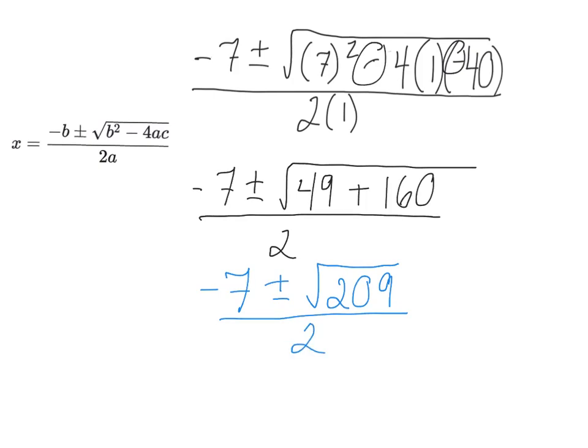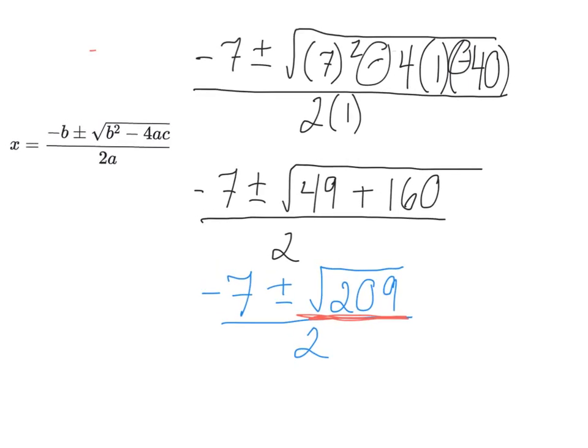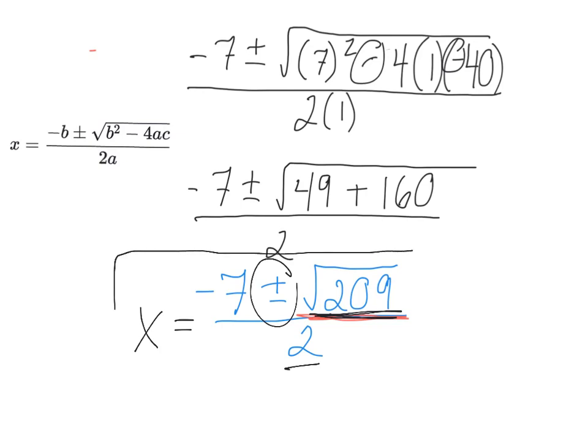The last thing I want to try to do is see if I can clean this up at all, that radical 209. Now, after some trial and error, I'll find that there aren't too many factors for 209 and that I cannot simplify this radical here. So x is just going to be equal to negative 7 plus or minus radical 209 divided by 2. But I'm just going to keep it in this form.